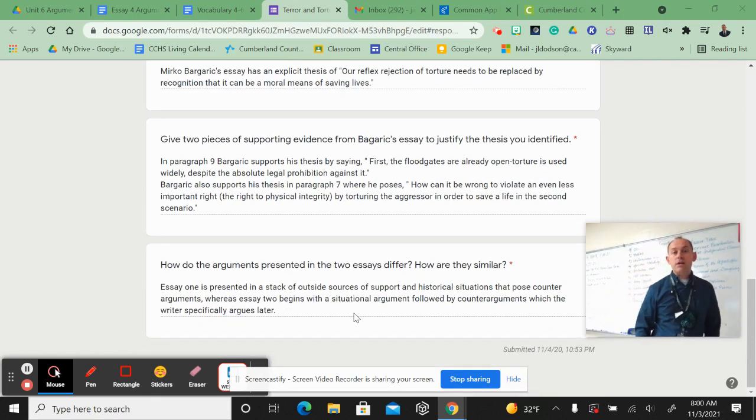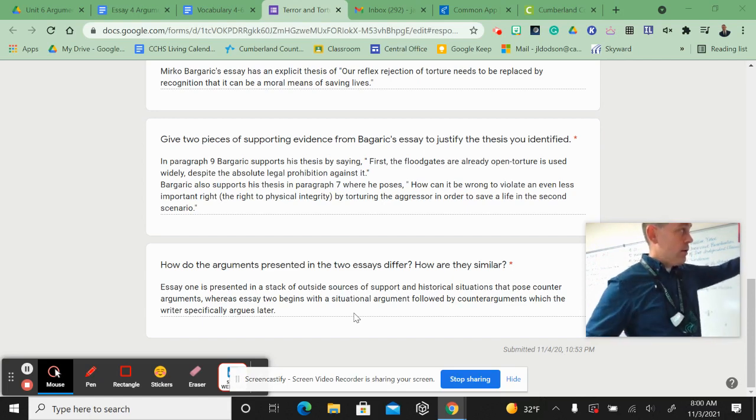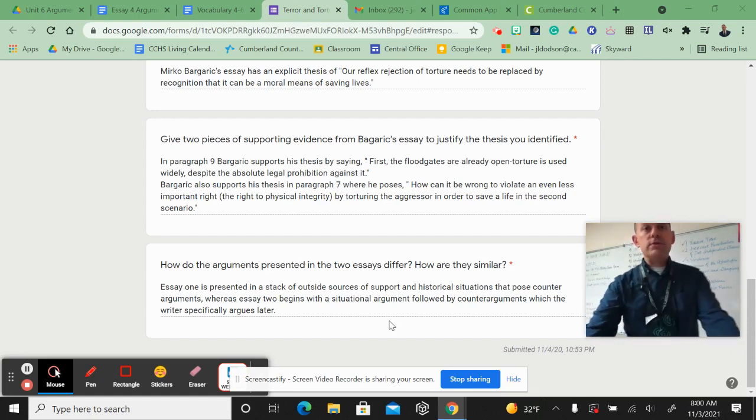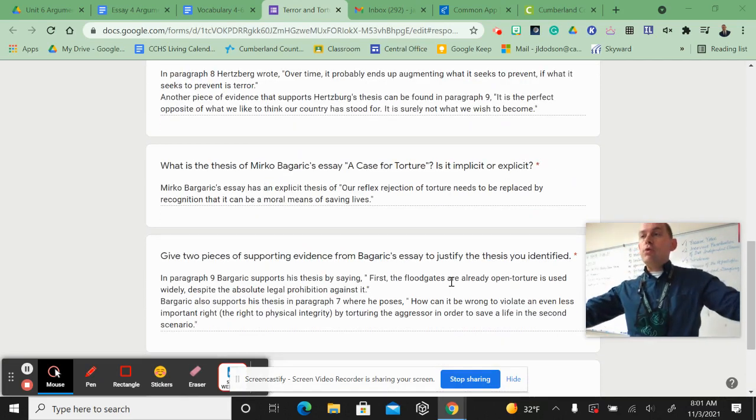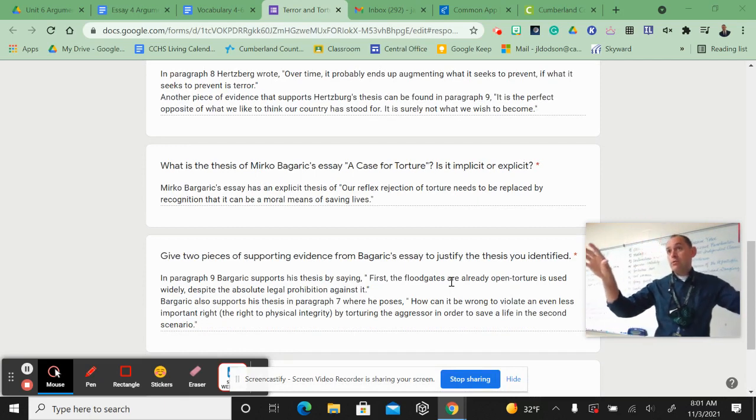It says, how do the arguments presented in the two essays differ? So you automatically see that essay 1 is presented in a stack of outside sources of support in historical situations that pose counter arguments, whereas essay 2 begins with a situational argument followed by counter arguments, which the writer specifically argues later. So basically, it's the difference between inductive and deductive reasoning for the organizational pattern that the author uses. So those are answers. And so if you didn't answer those questions, now you know what the answers are to terror and torture.